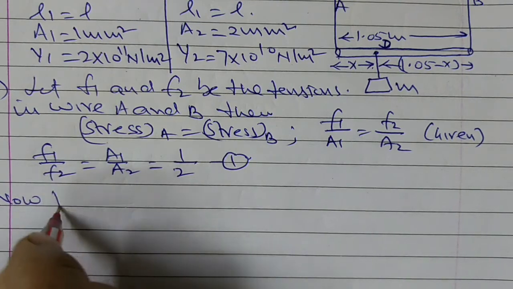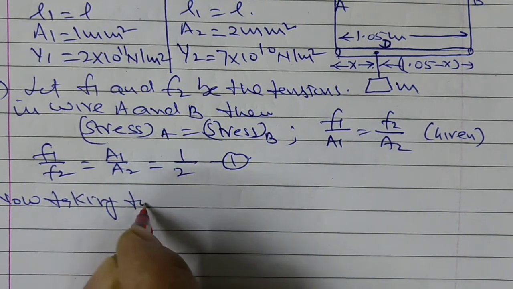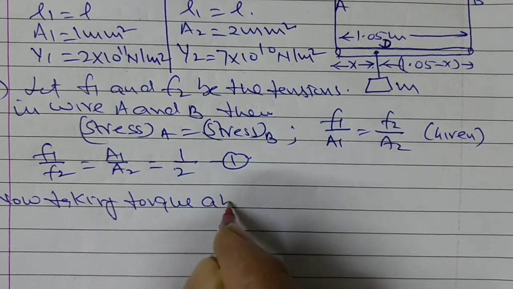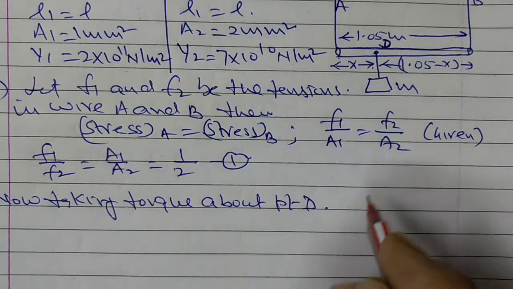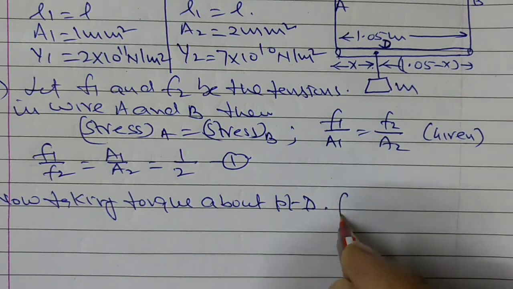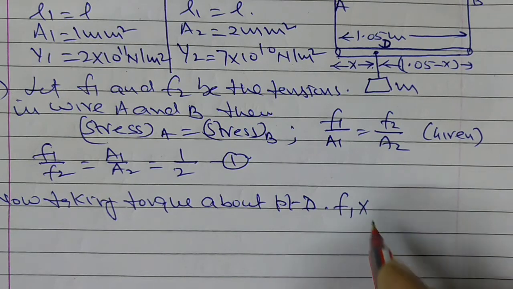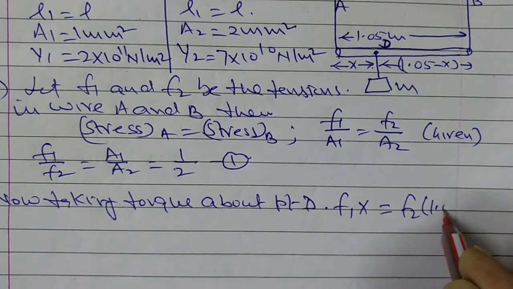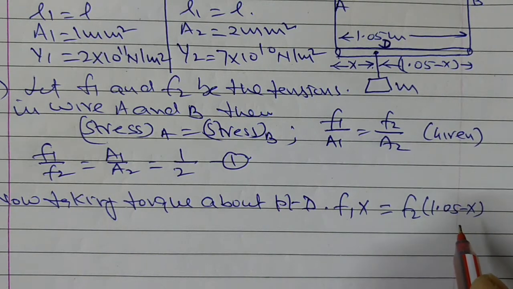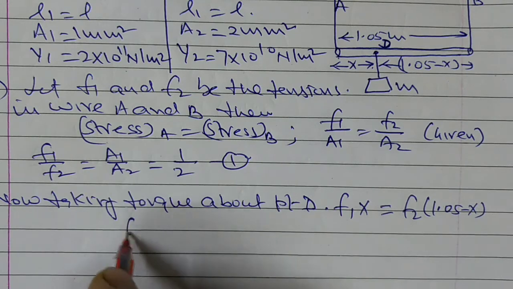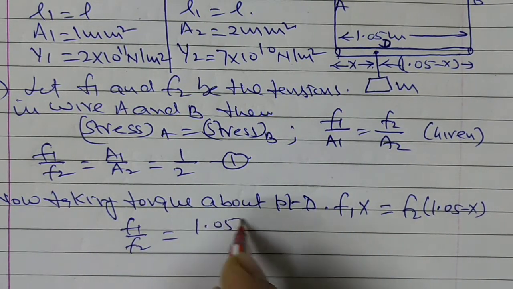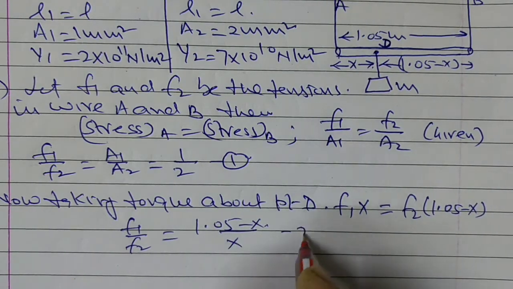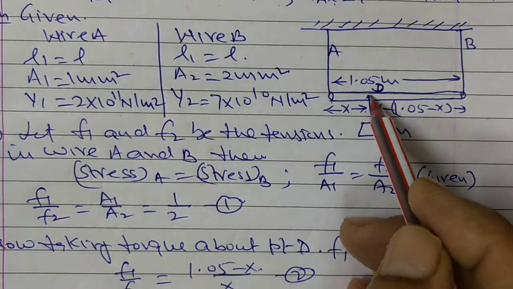Now, taking torque about point D, torque is equal to force into perpendicular distance. So this is F1 into x, and F1 into x is equal to F2 into (1.05 minus x). Or this can be written as F1 upon F2 is equal to (1.05 minus x) upon x. Equation number 2. We took torque about point D.